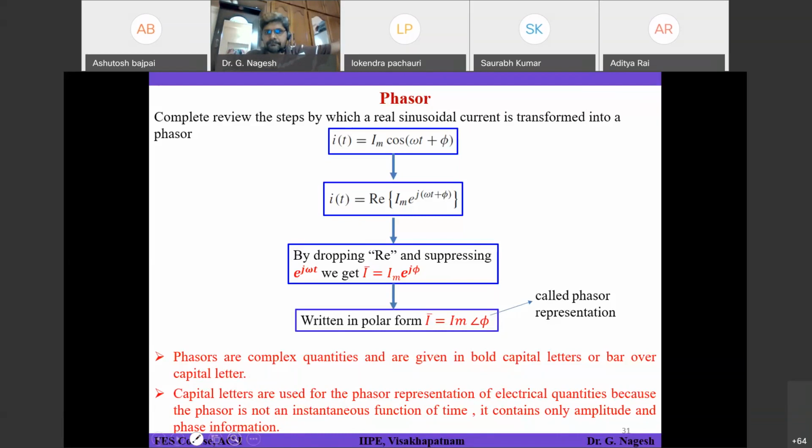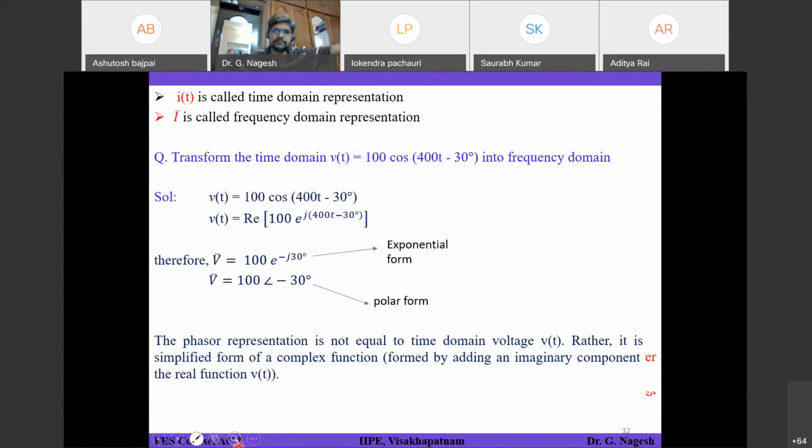Yes, sir. Okay, so from now on you will have phasors in your circuit. So all solutions you will do with phasors. That will be very easy for us to solve. We will see those things.